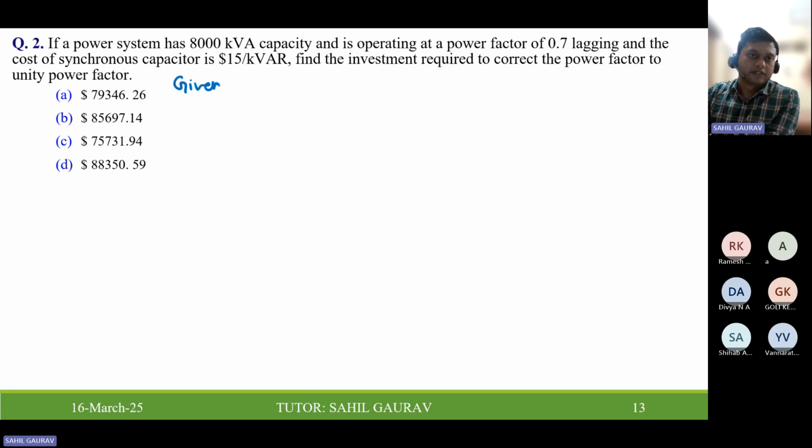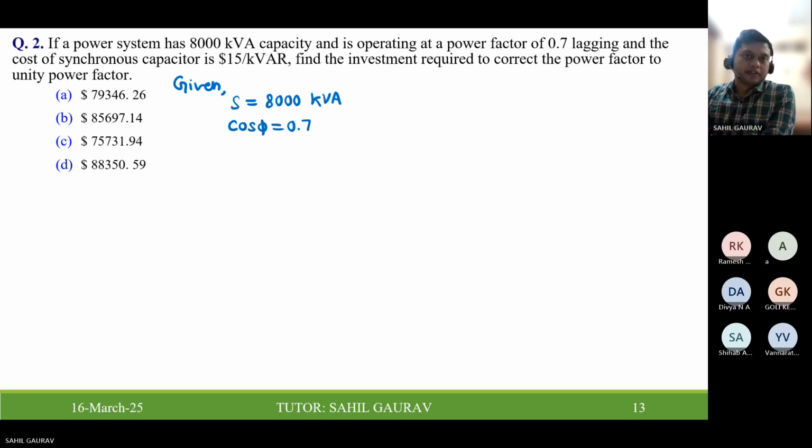So what are the things we have been provided? We have apparent power as 8000 kVA, and power factor is given as 0.7. The cost of the synchronous capacitor is $15 per kVAR. Find the investment required to correct the power factor to unity power factor.